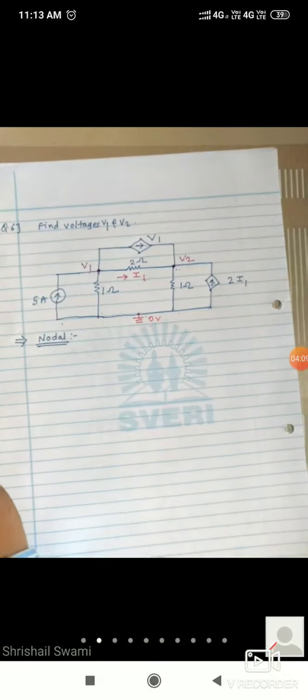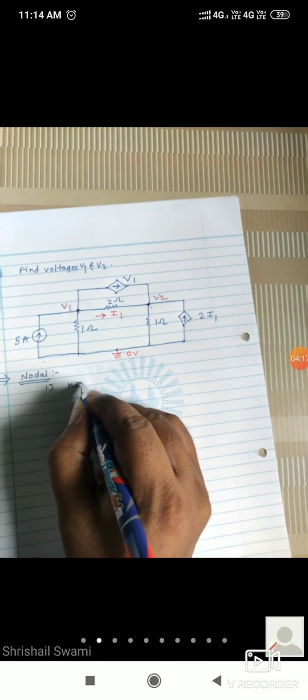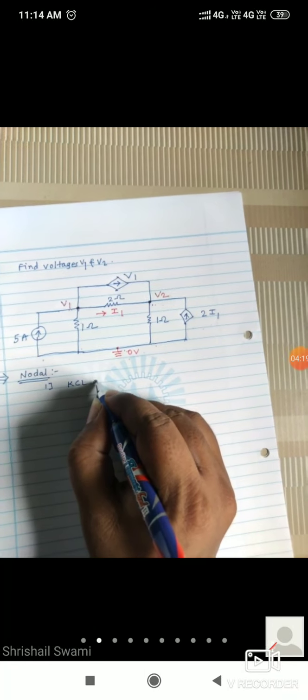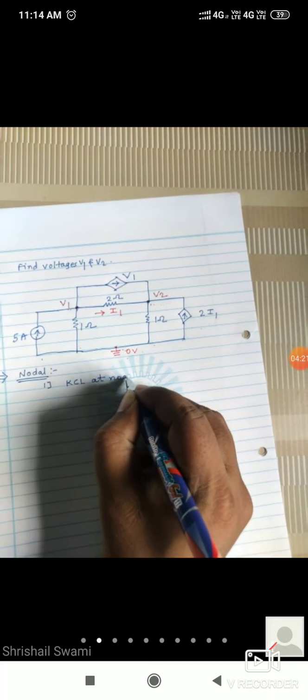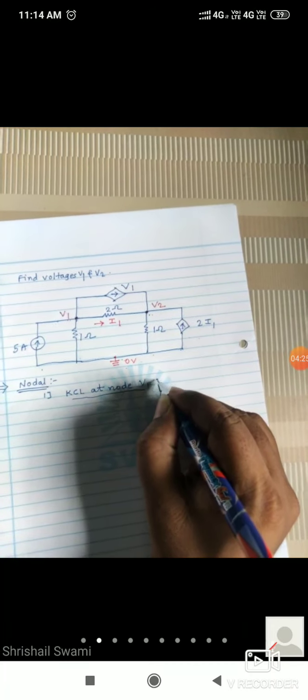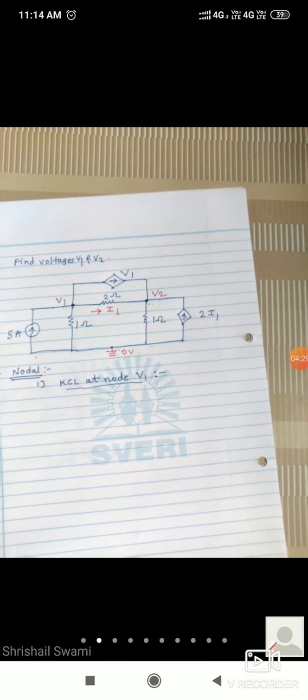Okay, so first of all, as two node voltages we have to find out, I will start to apply KCL at node V1. What is the question here? Find out V1 and V2. So we are interested in finding V1 and V2, not I1. Okay, so apply KCL at node V1.